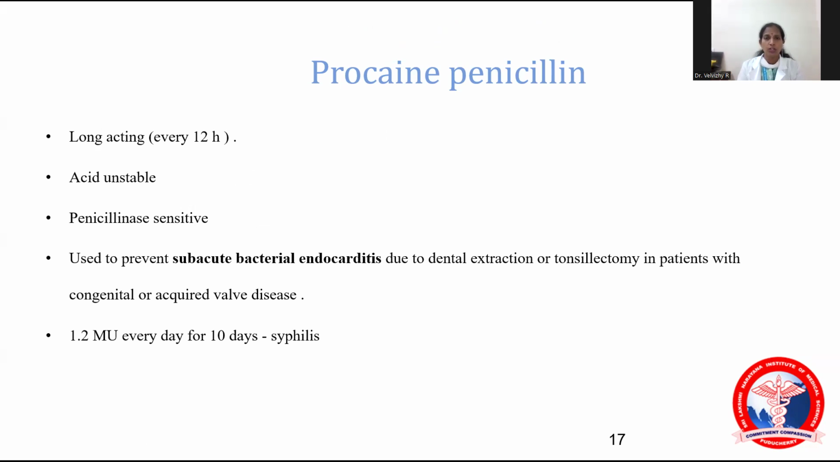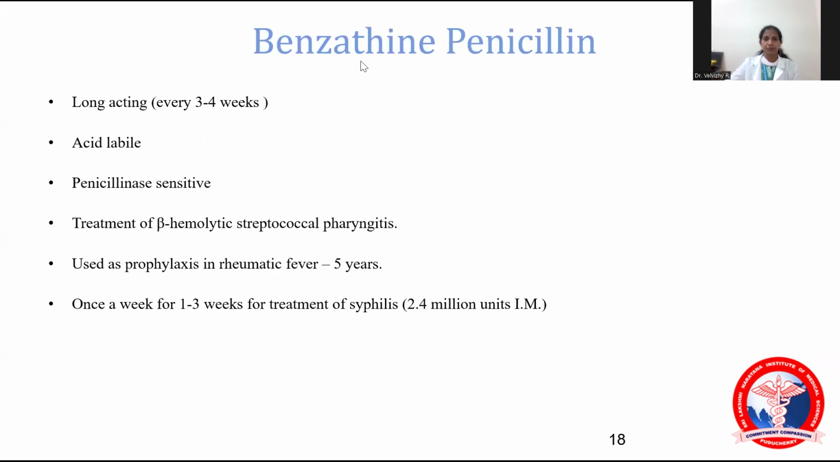Okay, so the uses of procaine penicillin: one is syphilis. In case of syphilis, we'll be giving 1.2 million units every day for 10 days. The other use is to prevent subacute bacterial endocarditis. That means if the patient has any valvular disease, whether congenital valvular disease or acquired valvular disease, and they are planning to go for any procedure like dental extraction or tonsillectomy, they should compulsorily take one dose of procaine penicillin to prevent subacute bacterial endocarditis. So this is the use of procaine penicillin.